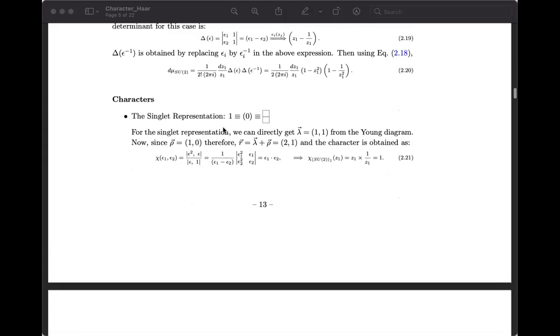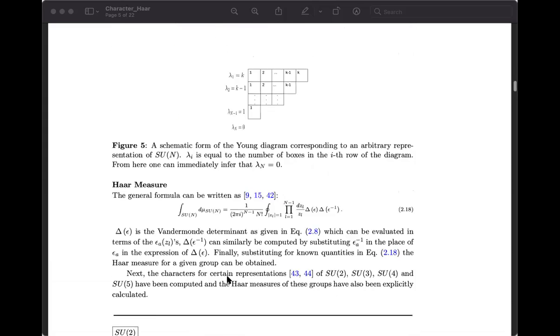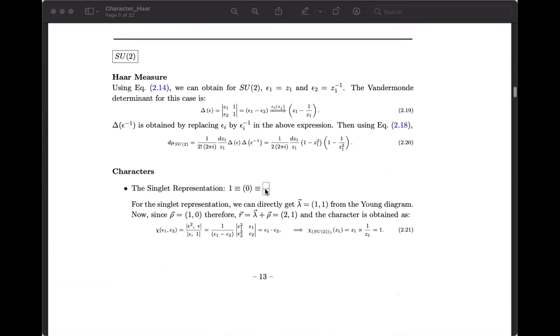For the singlet representation, the Dynkin level is 0, and there are 2 vertical boxes, so lambda equals 1 comma 1. You can solve those equations, 2.16, as I told you, or look at the Young diagram. The number of boxes in the first row is 1, so lambda 1 equals 1. The number of boxes in the second row is 1, so lambda is 1 comma 1. And rho equals n minus 1, so 2 minus 1 equals 1, 2 minus 2 equals 0, so this is 1 comma 0.